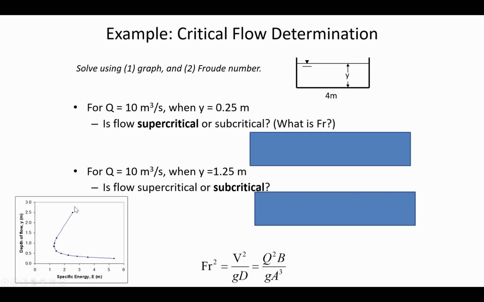Now you could diagnose whether it's supercritical or subcritical with the specific energy diagram, but let's verify it by calculating the Froude number. So I'm going to pause for a second and give you a chance to calculate the Froude number for both of these flow depths with a rectangular channel.